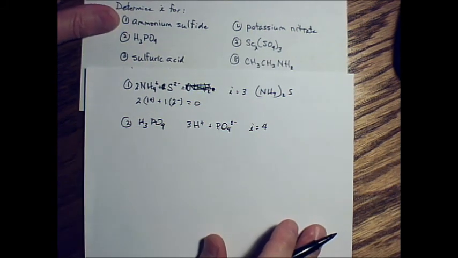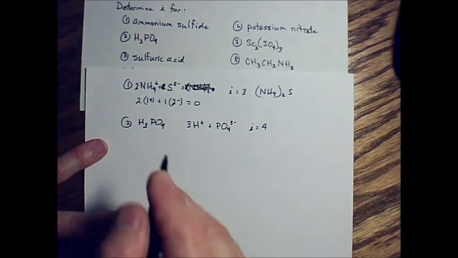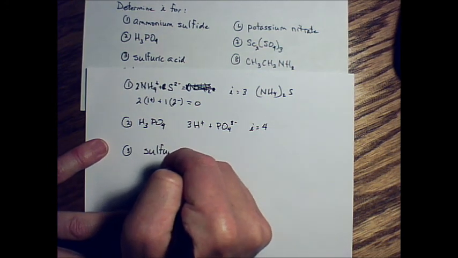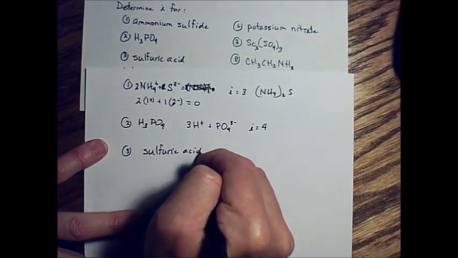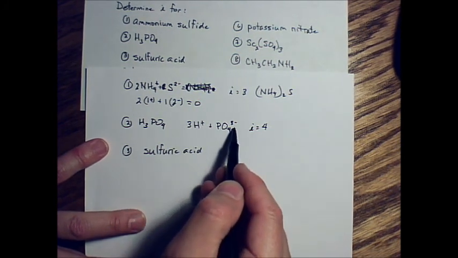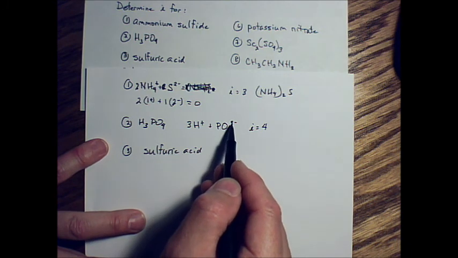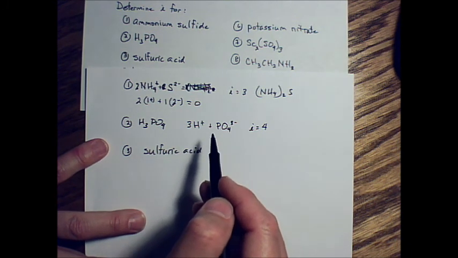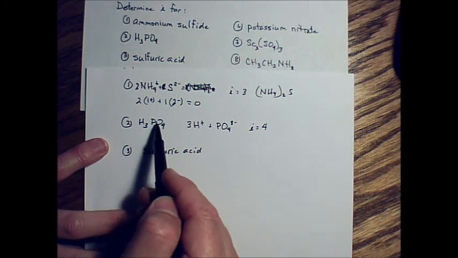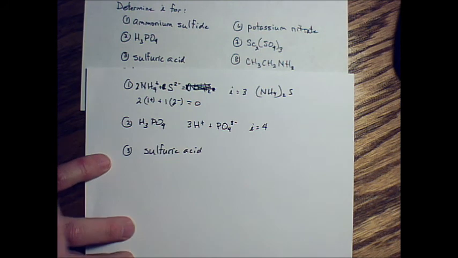Number 3, sulfuric acid. We have 3 H pluses and 1 PO4 3 negative. That's 4 particles. So you only do that if the formula is already given to you? Yes, if the formula is already given to you, that's how you do it. All right, sulfuric acid.